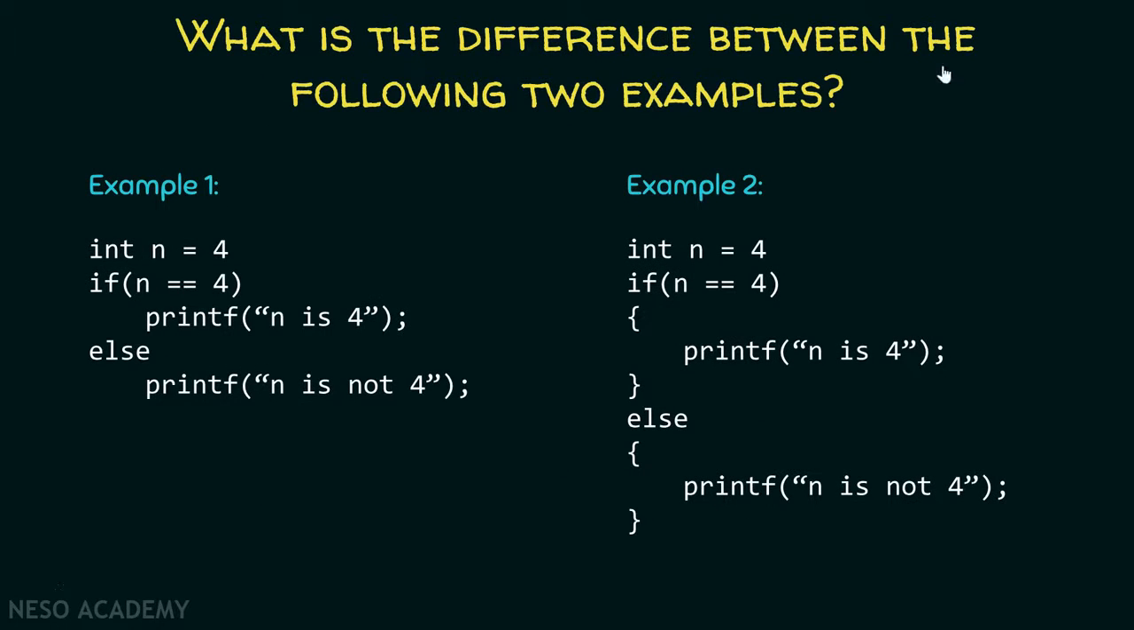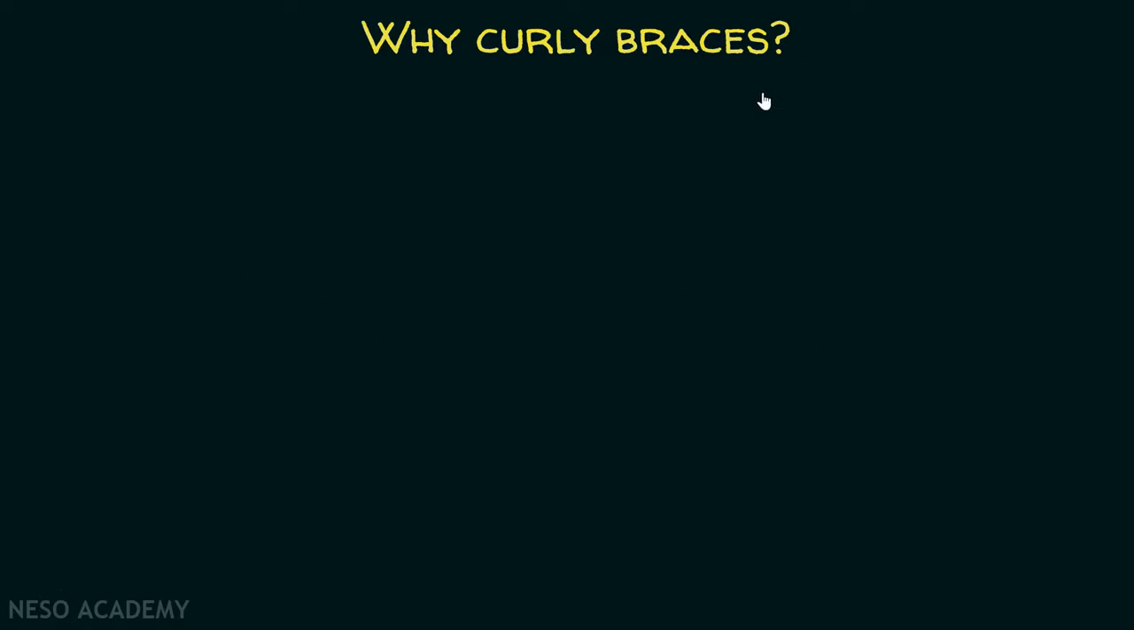Let's consider one more question. What is the difference between the following two examples? In this example, we are checking whether n is equal to 4 or not. And here also we are checking whether n is equal to 4 or not. Both are one and the same. If we talk about the difference between these two examples, then there is no difference. Please note down, there is no difference between these two examples. Here you are putting curly braces and here you are not putting curly braces. Now you might ask me, then why curly braces? If it is really not necessary to put curly braces, then why do I need to put them?